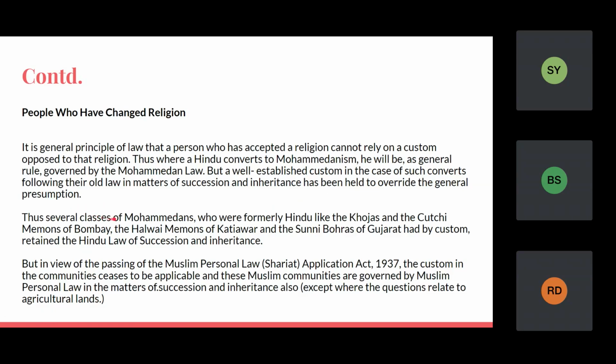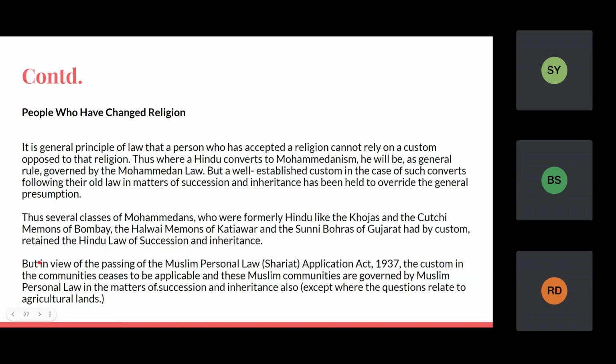So here we see that several classes of Mohammedans who were formerly Hindu, like the Khojas and the Kutchi Memons of Bombay, the Halwai Memons of Kathiawar, all these are sects and subsects, in the sense divisions and subdivisions, among the Muhammadans or the Muslims. And Sunni Bohras of Gujarat had by custom retained the Hindu law of succession and inheritance. So in these areas like Gujarat and Bombay, some divisions of Muslims are called by different names like Sunni Bohras, Khojas, and so on. For them, when it comes to succession and inheritance, they followed Hindu law, it seems.